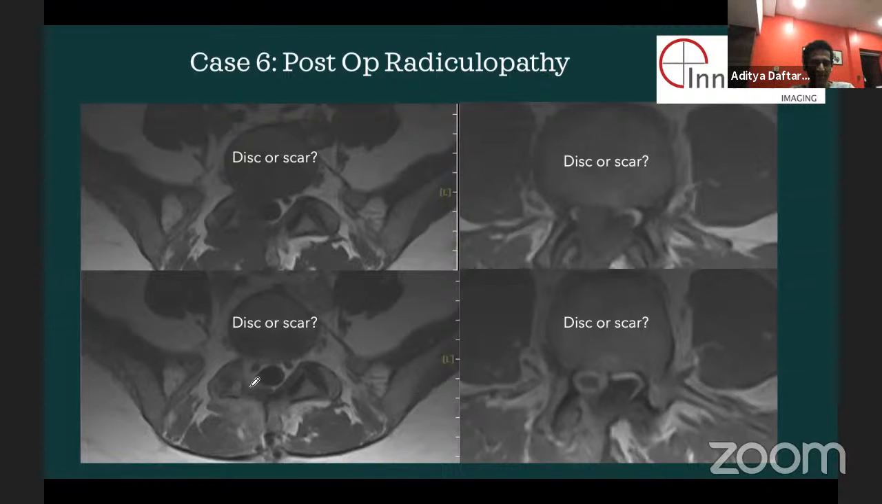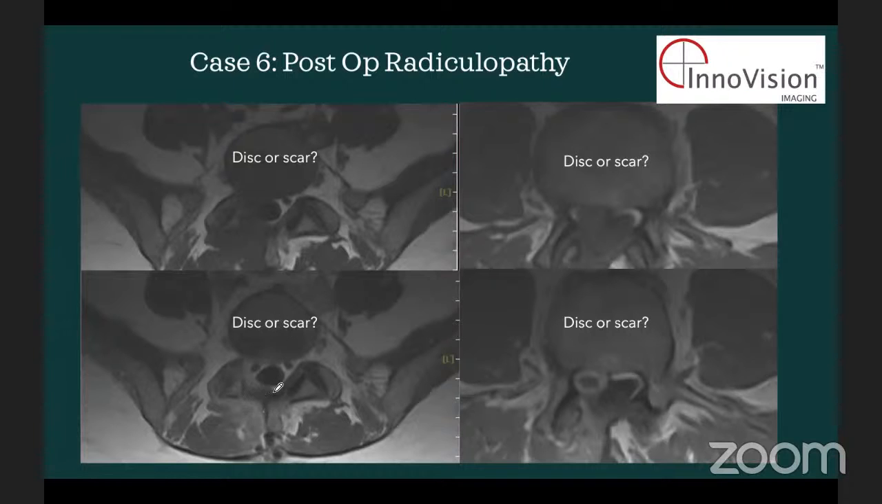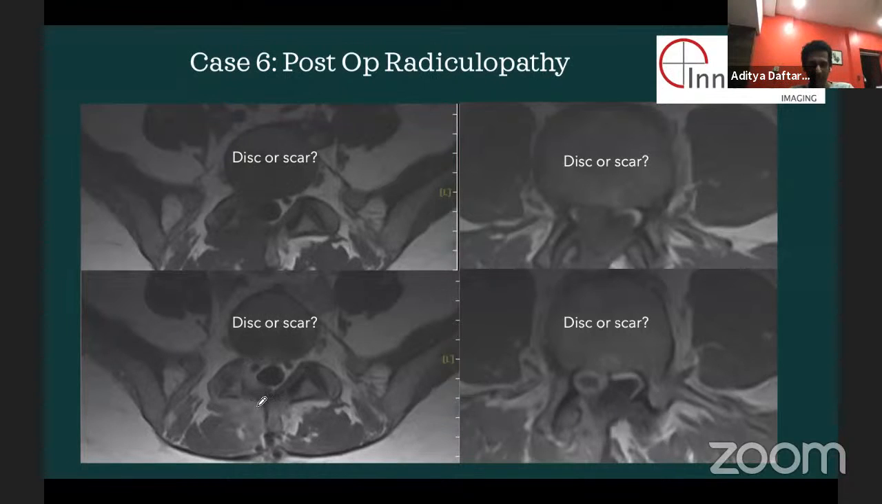So this is true. All this scar tissue that you see over here, all this area that's dark. You can see the whole area is enhancing, right? So this is all going to be post-operative fibrosis.